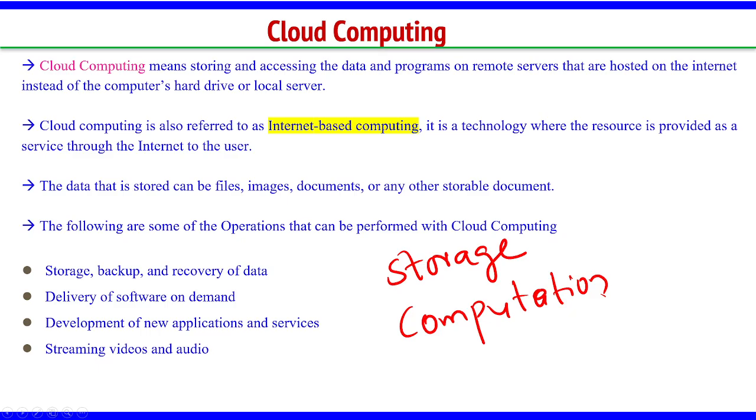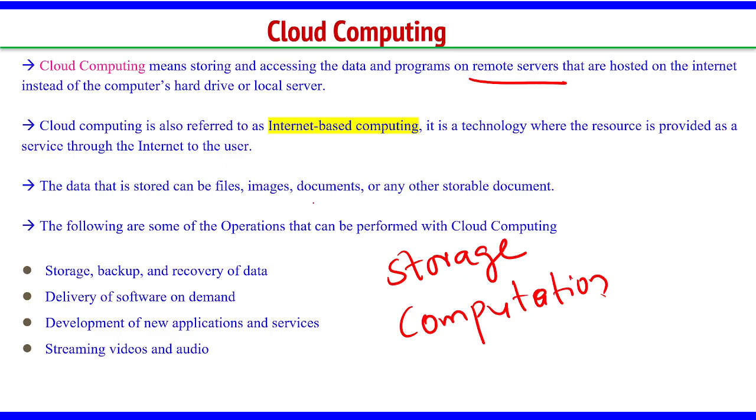Cloud computing is mainly for storing and accessing data and programs on remote servers hosted on the internet instead of our hard disk or local server. We keep everything on the internet, in the cloud. That's why cloud computing is also called internet-based computing. You access the computing through the internet. You log in to your cloud platform using your credentials. If you have internet, then you can access the platform. You can store your data, execute your programs, train your models, and do whatever computation you want in the cloud.